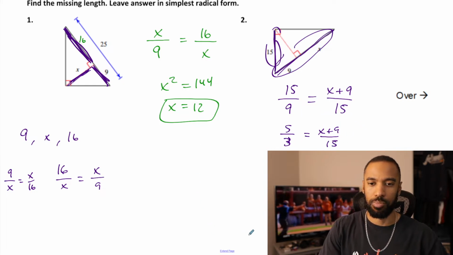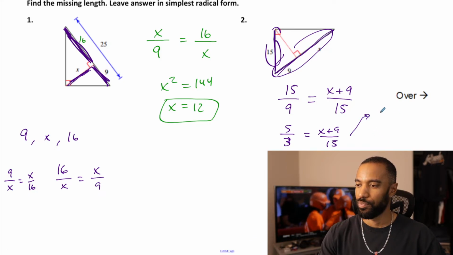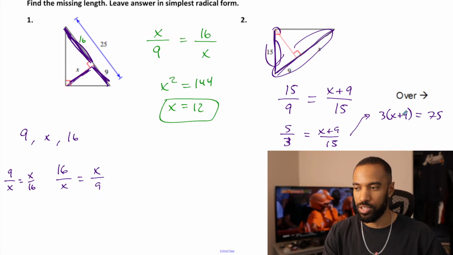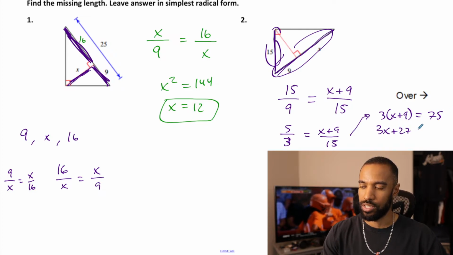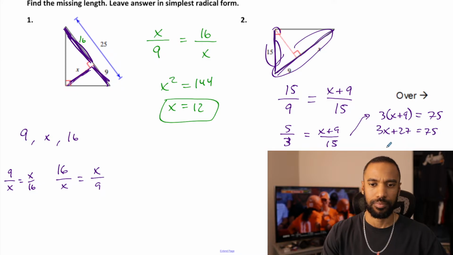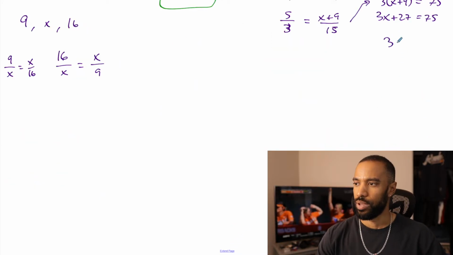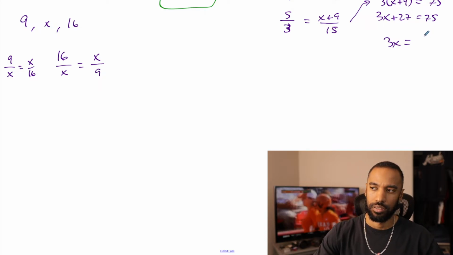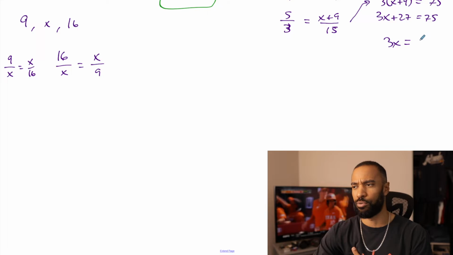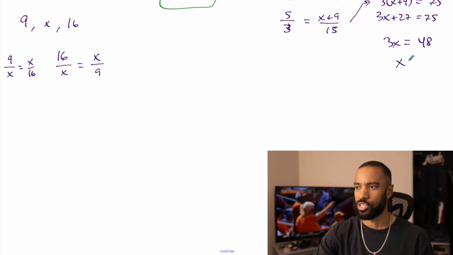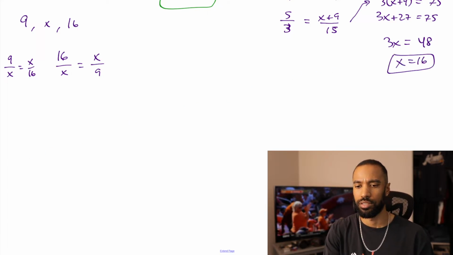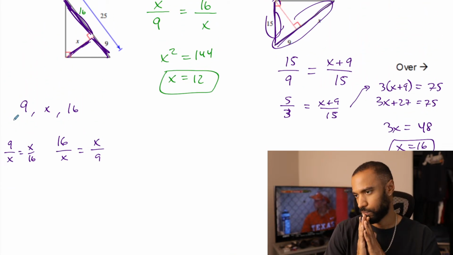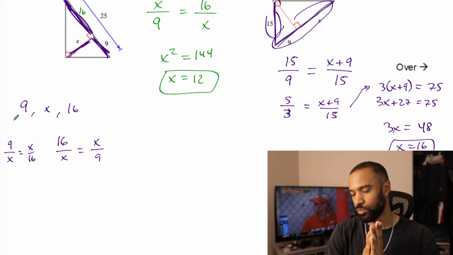All right, cross multiply right here. We're going to get 3 times x plus 9 equals 75. That's 5 times 15. 3x plus 27 equals 75. 3x equals, I'm bad at math, 48. x equals 16. x equals 16. Moving on.